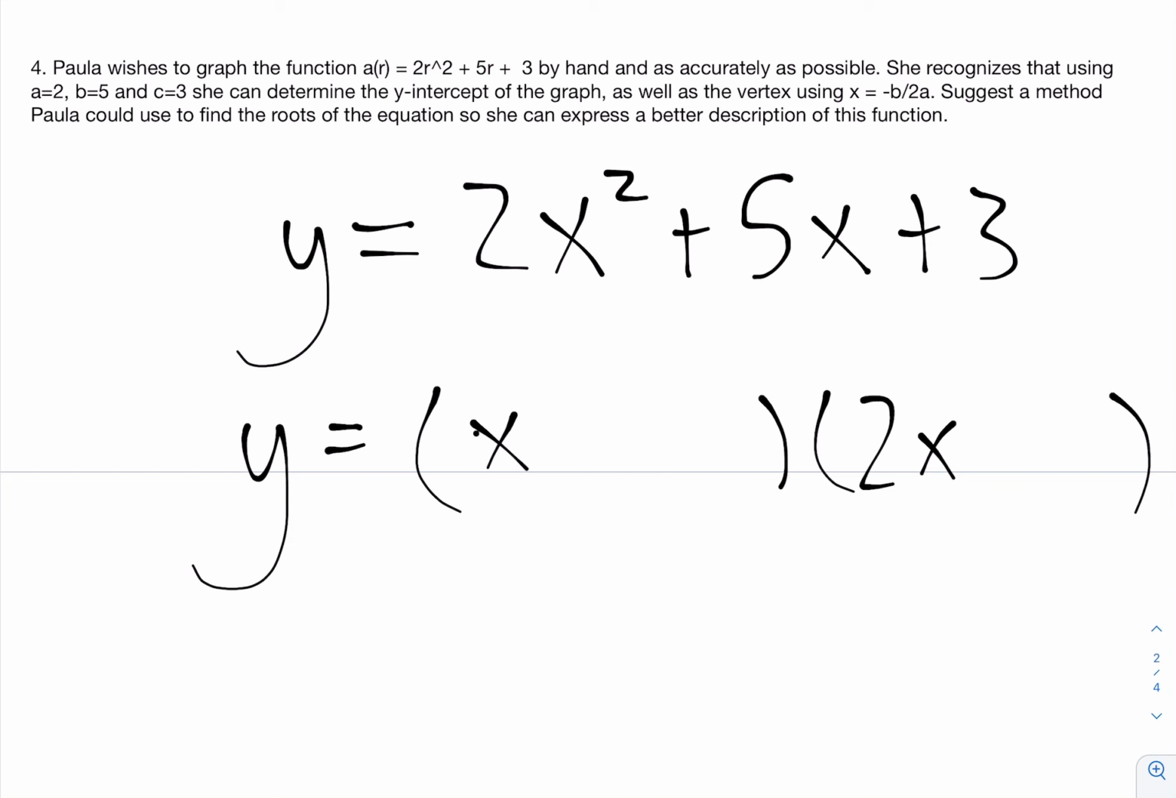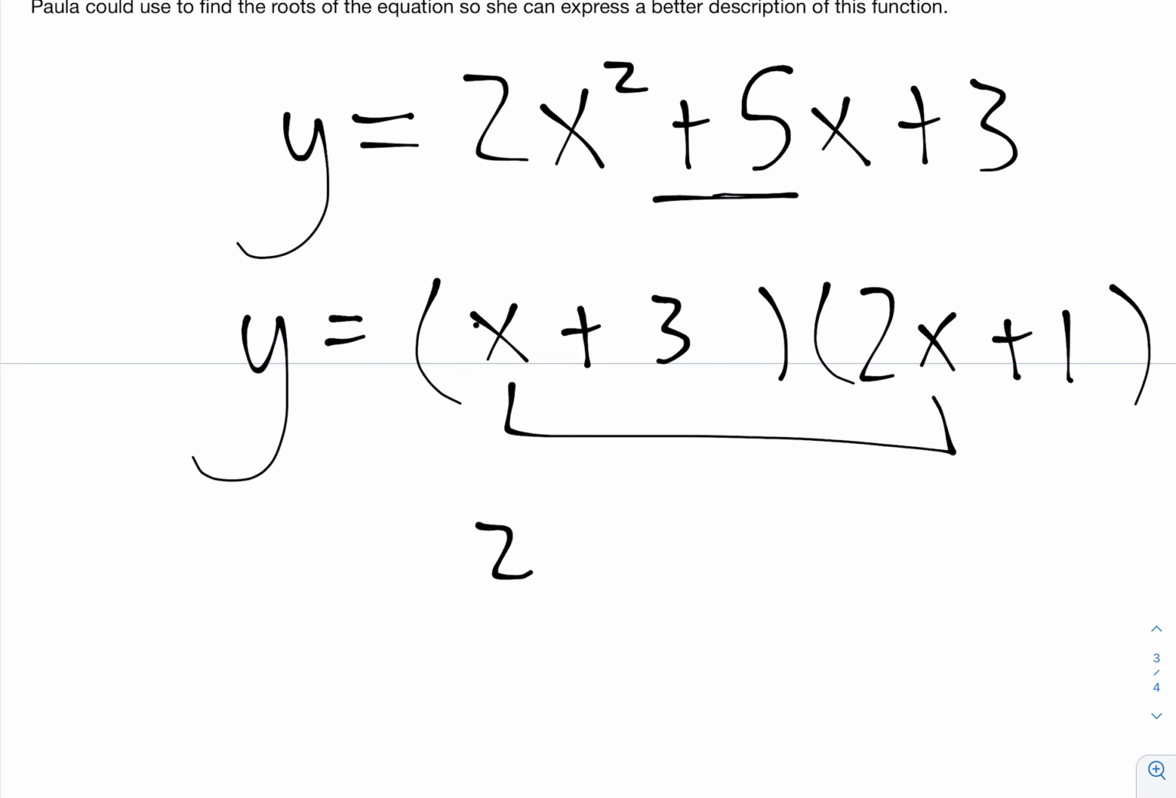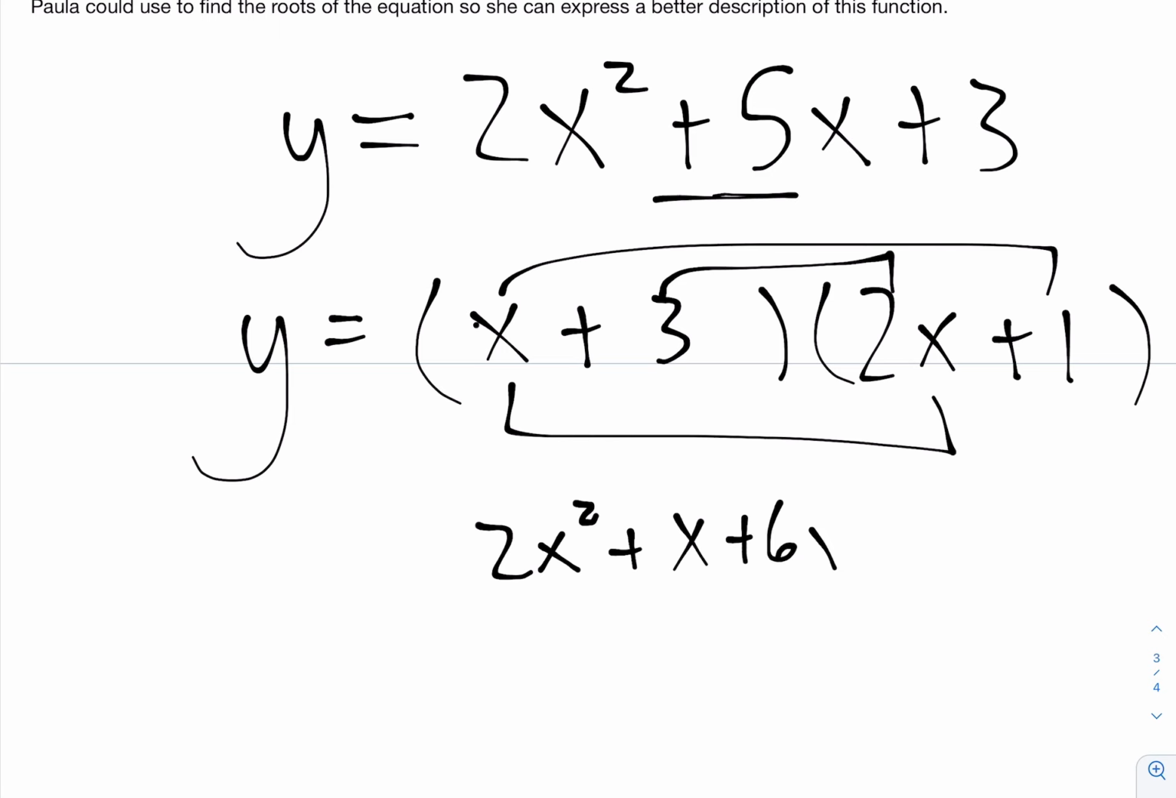Okay, so if we look at the factors of 3, right, it's going to add to positive numbers. So it's either going to be 1 and 3 or 3 and 1. So it's going to be x plus 3, 2x plus 1, or vice versa, x plus 1, 2x plus 3. Let's see if this works. This is going to be 2x squared, like I said. x times 1 is just plus x. 3 times 2x is plus 6x. 3 times 1 is plus 3. So this is going to combine to 7x.